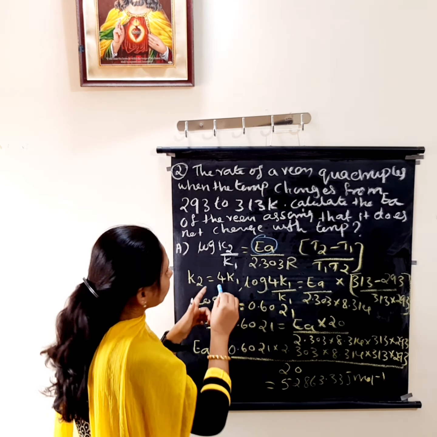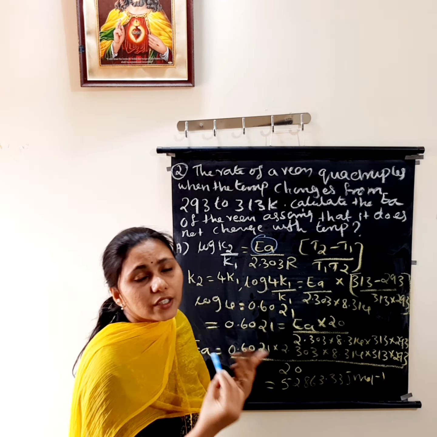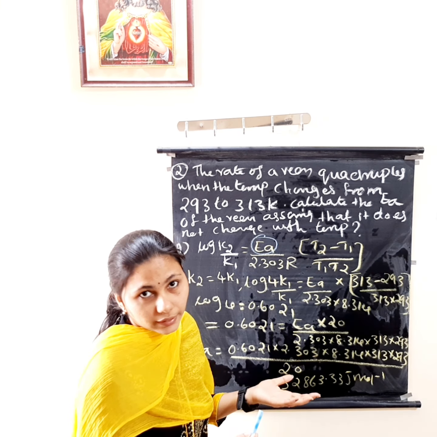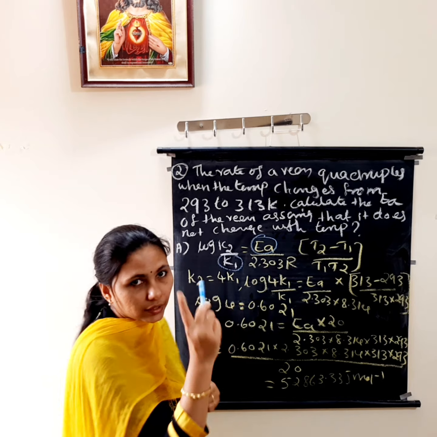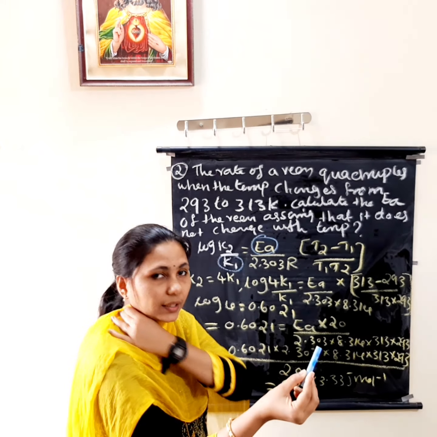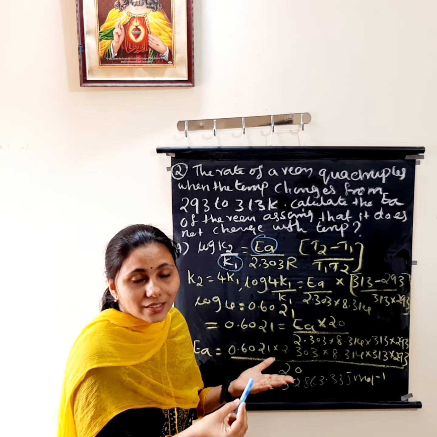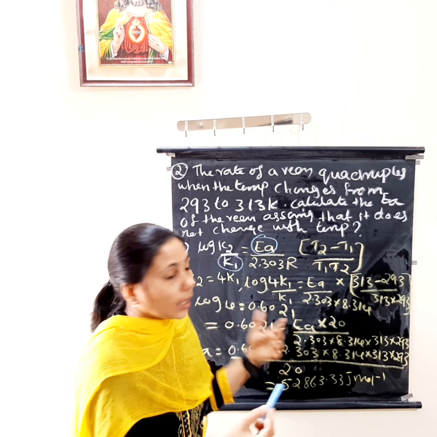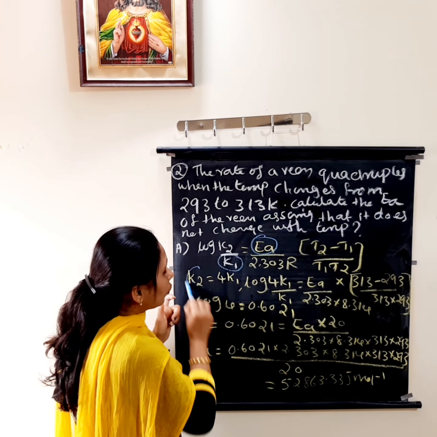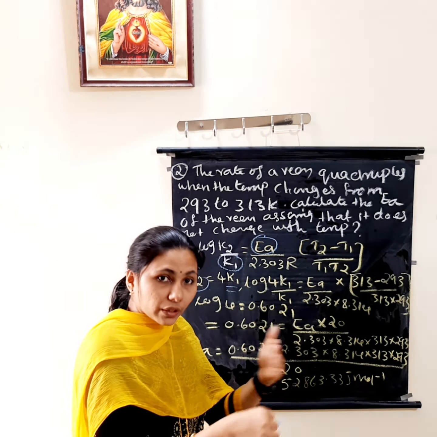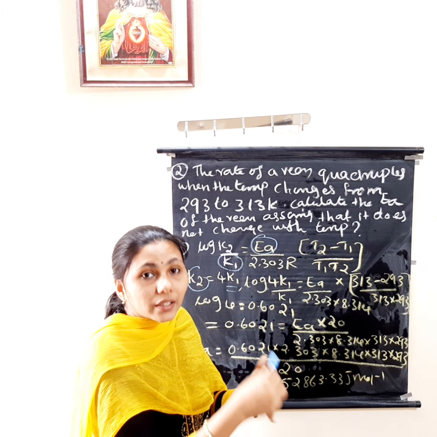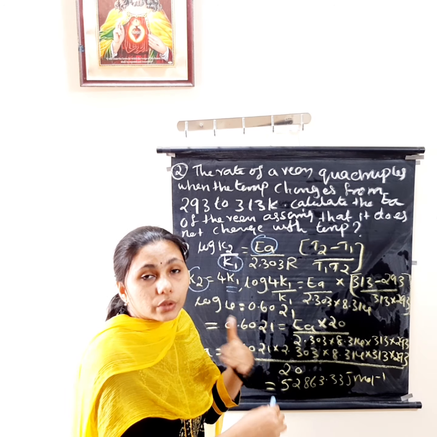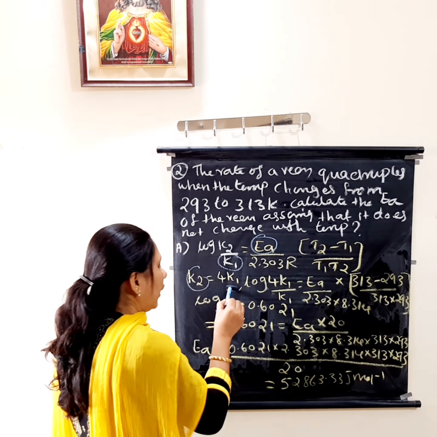Here it is given that the rate of the reaction increases 4 times. K1 is the initial rate constant. After increasing the temperature, the rate of the reaction is increased 4 times. So can I take K2 as 4 K1? Because the rate of the reaction increases 4 times, that means the rate constant is also increased 4 times. So K2 is equal to 4 K1.